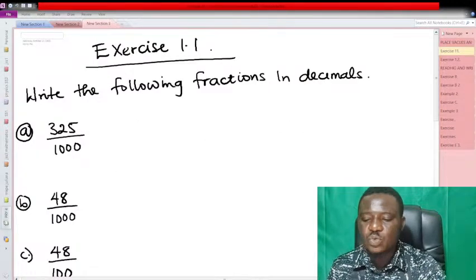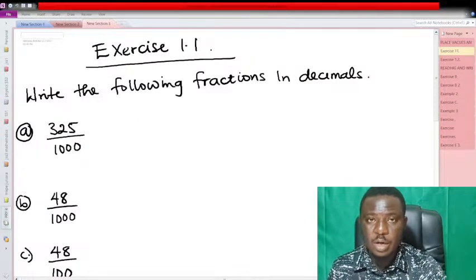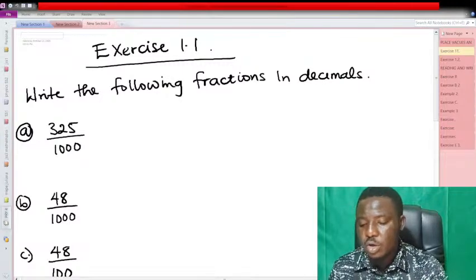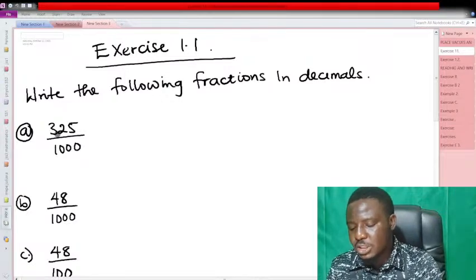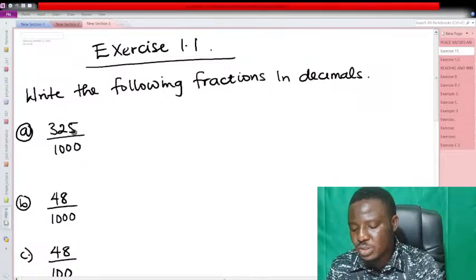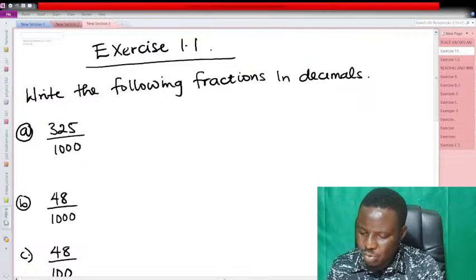So we have exercise 1.1, which is meant for you to solve. You are to write the following fractions in decimals. What is 325 divided by 1000? So let me see you do that.